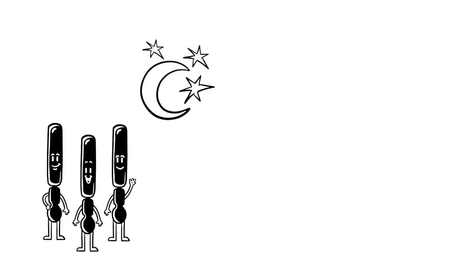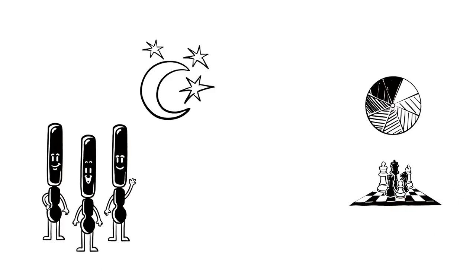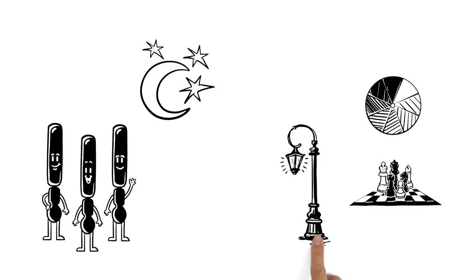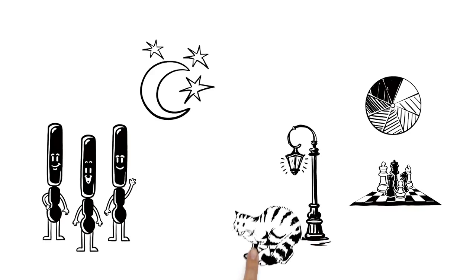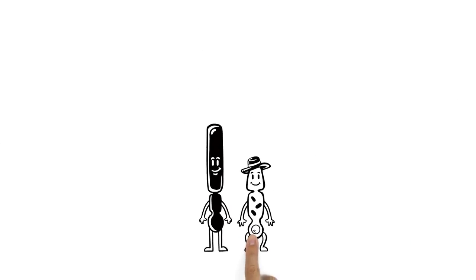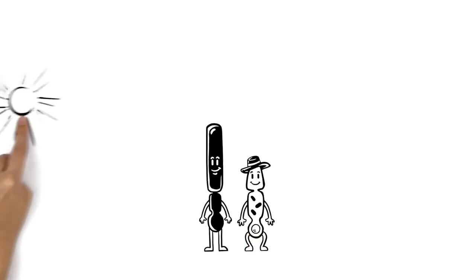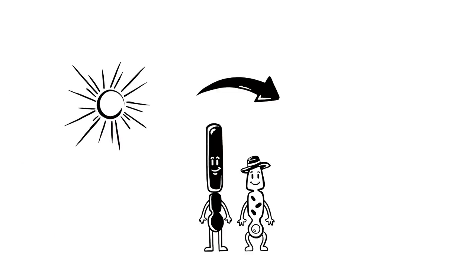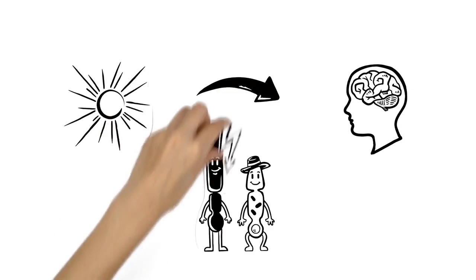At night, only the rods are active. They help us to perceive shades of gray and light-dark contrasts. That keeps us from walking into a lamppost in the dark. But all cats look gray at night. The rods and cones react to the energy of the incoming light and translate it into a language the brain understands: electric signals.